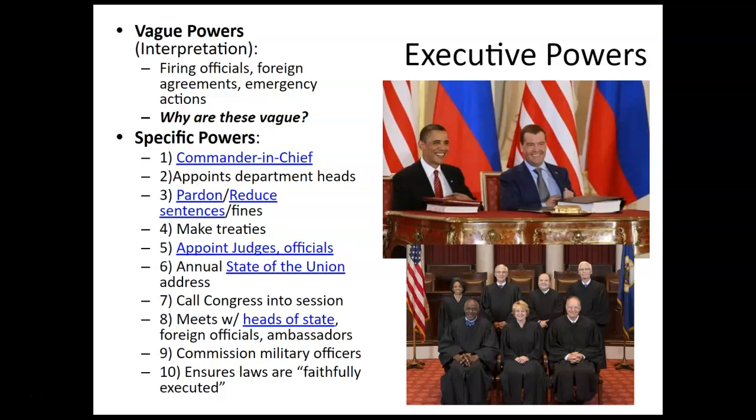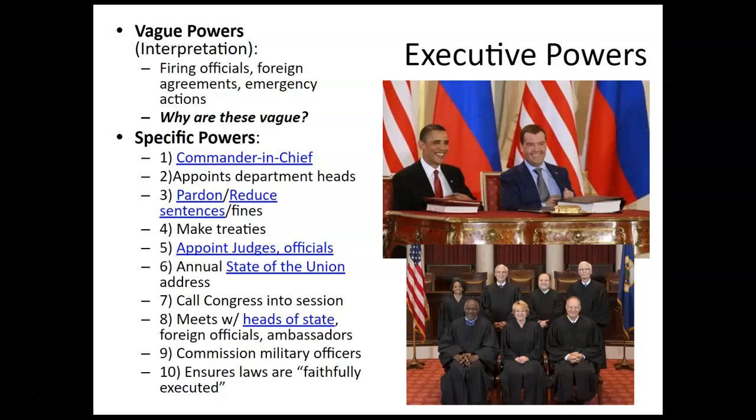Number 7 is it calls Congress. They can call Congress into session. This is a big one, more specifically in the earlier stages of our government's history because of the lack of Congress being a full-time job. Now that it is, this doesn't necessarily need to be called upon as much, but it does and is used at times. Number 8 is meeting with heads of states, foreign officials, ambassadors.